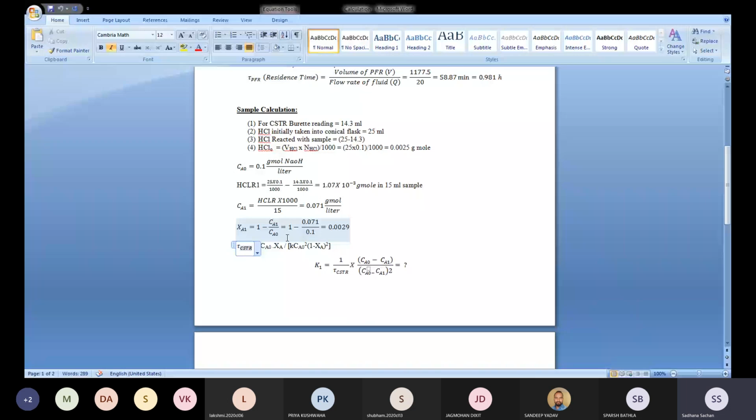If we write Ca naught times conversion over minus R, that is Ca naught Xa1 upon Ra1. Okay, so from here we find out, here we are taking a second order reaction. So for the second order reaction, minus Ra is equal to K Ca naught square times 1 minus X whole square. So tau CSTR is equal to 1 upon K1, in terms of the concentration Ca, in terms of the conversion X. Tau will be proportional to Xa upon Ca naught times 1 minus Xa whole square.